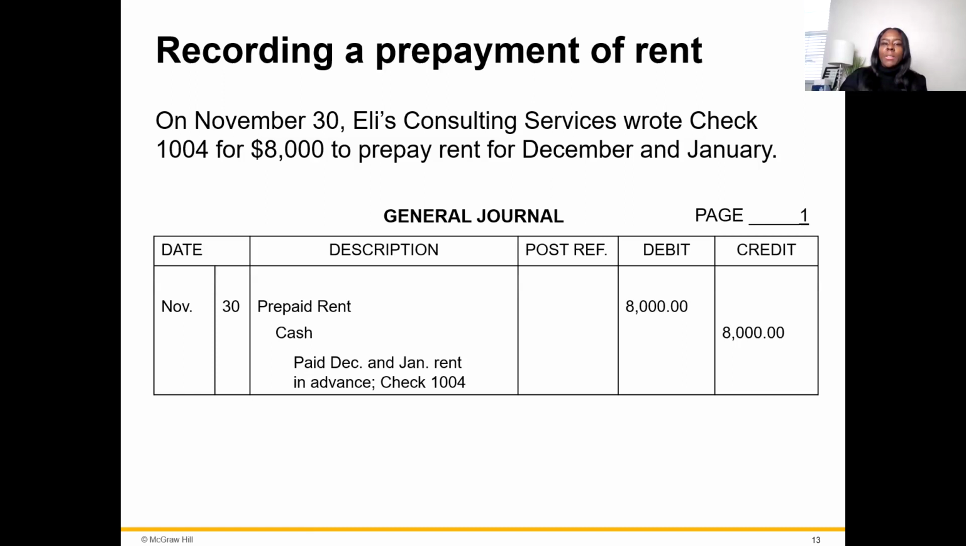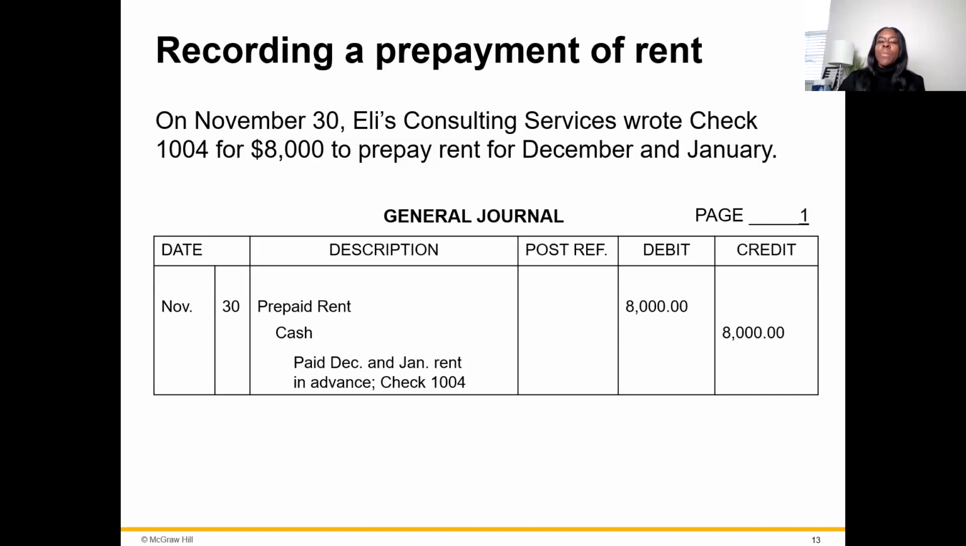Eli wrote a check. So remember we said checks are like cash. $8,000 for prepayment for rent from December to January. Anytime you prepay an item, typically it's rent or insurance that you pay in advance, it is going to be listed as an asset until you have used it up.